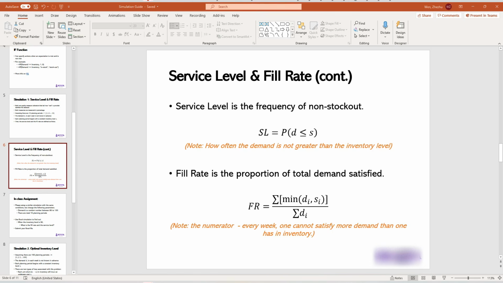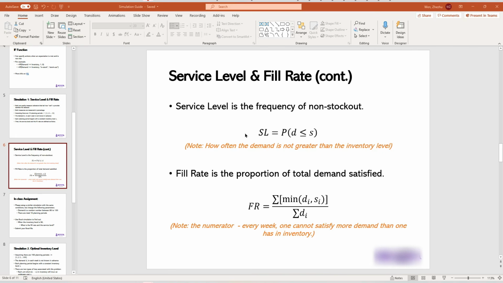Briefly, service level is the frequency of non-stockout. See if you can understand what that means. And the fill rate is the proportion of total demand satisfied. Confused? Yes, of course. I was confused a lot when I first tried to understand the meaning of those two, until I was able to see the Excel simulation that really made sense.